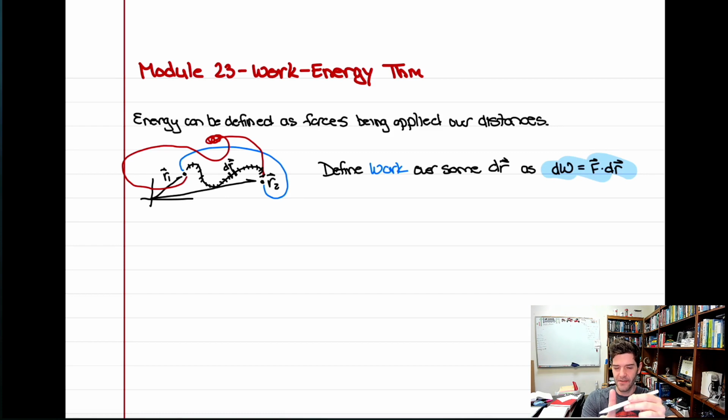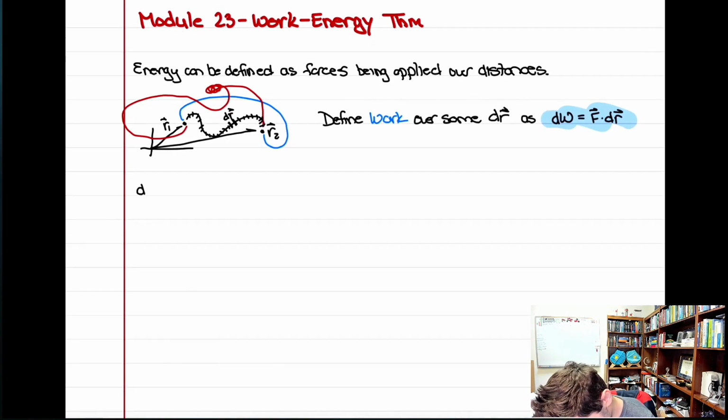Or if it's at some angle, or you get a strong wind pushing you to the side, you feel yourself kind of veering over. It's trying to change your direction. So what can work tell us in terms of the net work that I do over, say, a long extended path rather than just a single little calculus step?